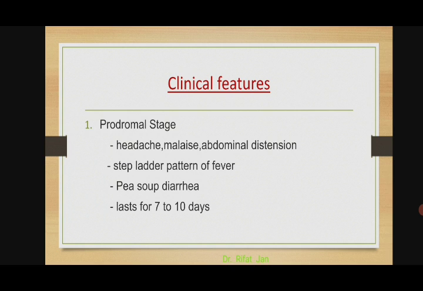Coming to the clinical features now. There's an initial stage or stage 1, the prodromal phase, wherein the individual has fever, headache, malaise, abdominal distension. The fever is a typical step ladder pattern type of fever with more fever during the evenings. It comes and goes, comes and goes. The fever is of that pattern. There is diarrhea, which is pea soup colored, and this stage lasts for 7 to 10 days. That is the first week.